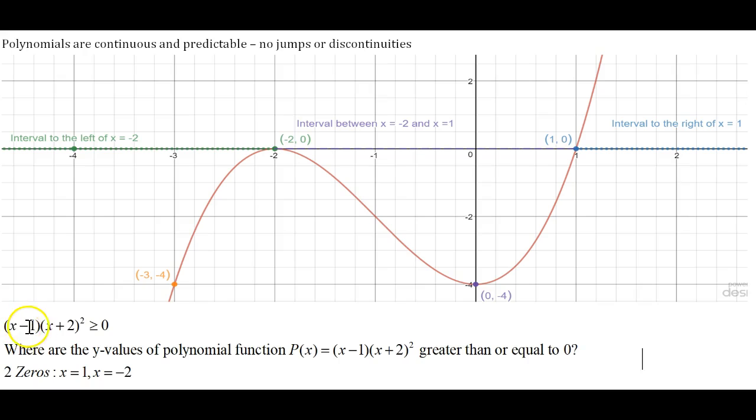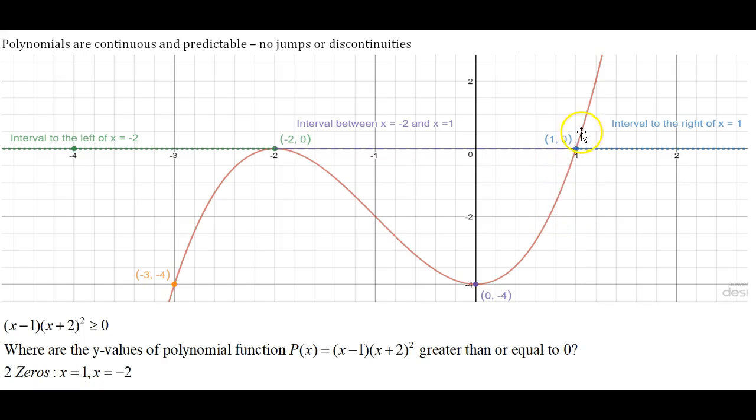So this guy's already factored, and I have two zeros, x equals 1 and x equals minus 2. Note that x equals minus 2 has a multiplicity of 2. So we've seen before that means that the graph touches and turns around. Another thing that means is that if the y values are negative to one side of minus 2, they're negative on the other side of minus 2. Or if they're positive on one side of minus 2, they're also positive on the other side. So that's one thing to keep in mind.